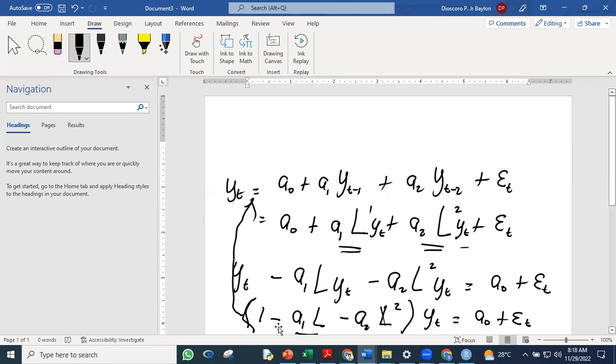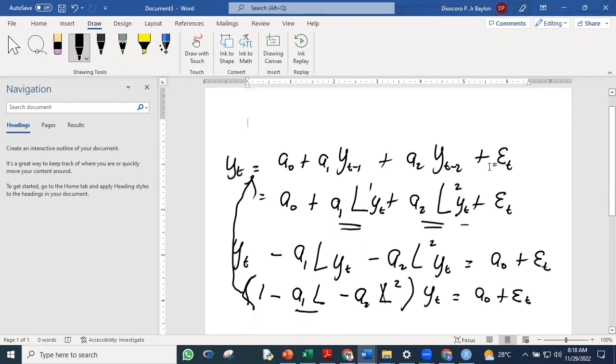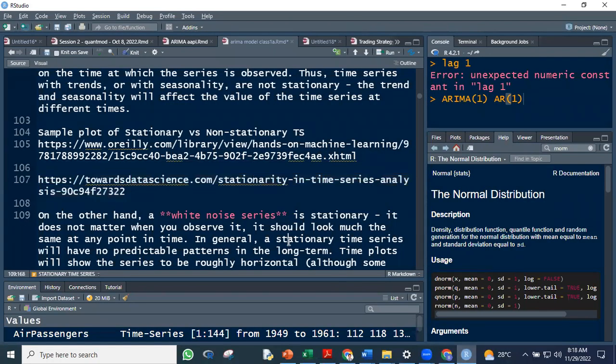Kasi baka makakita kayo ng ganito. So this is just an AR2 process. AR2 process lang siya, which is just the same as this one. Okay. All right. So let's continue.